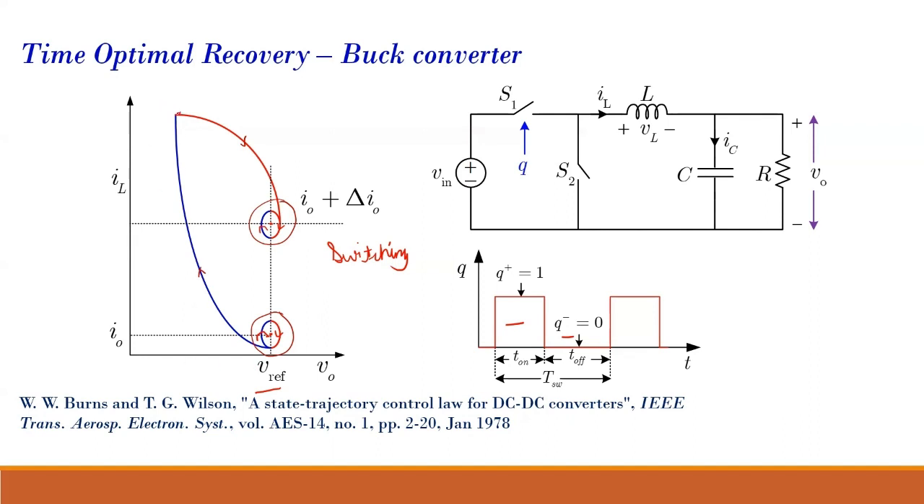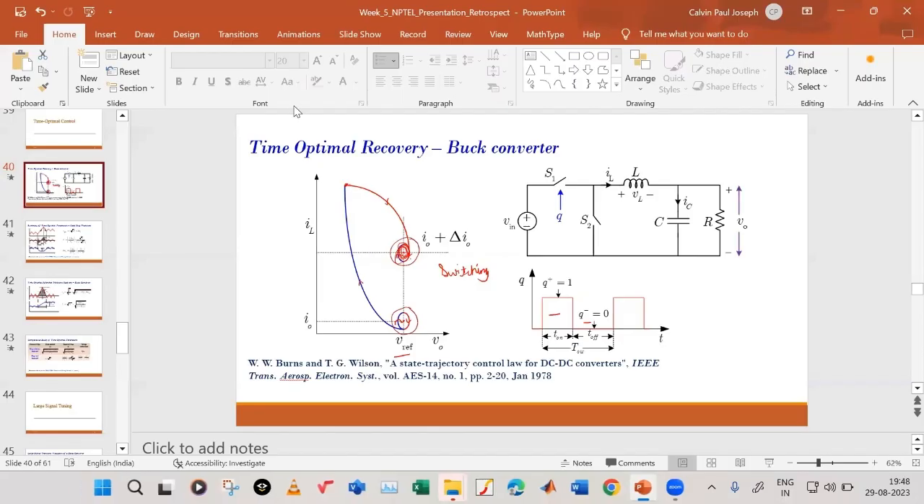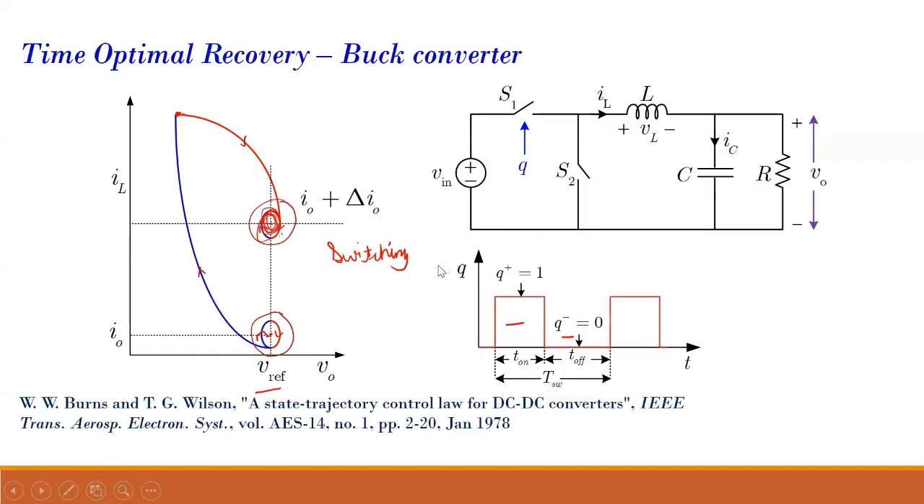It will come to this point, and then my switch will be turned off, and it will start falling. It will follow this trajectory and will come over here. Then it will oscillate around here. This is how the operation works.